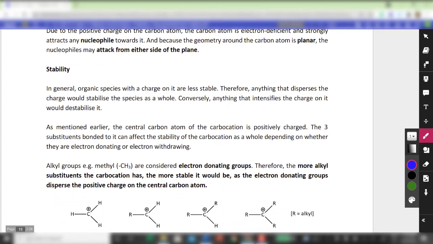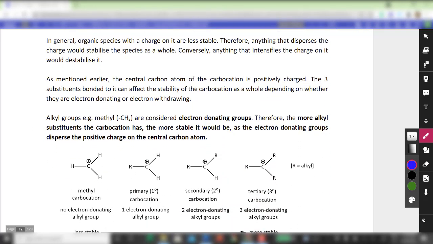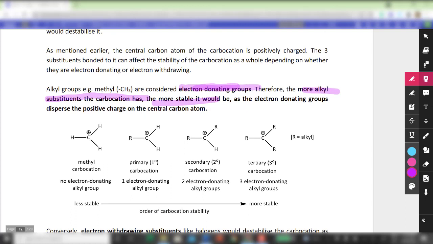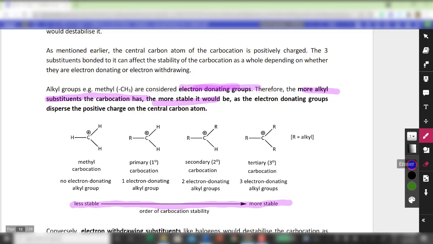Stability of a carbocation is relatively similar to that of a radical. I think we mentioned earlier on that alkyl groups tend to be electron donating. So the more alkyl groups the carbocation is bonded to, the more stable it will be. So the stability of carbocation, from left to right, goes from least stable to most stable, because a tertiary carbocation is bonded to 3 alkyl groups as compared to the rest with 2 or less. So the carbocationic center will be slightly more stabilized as compared to the rest.